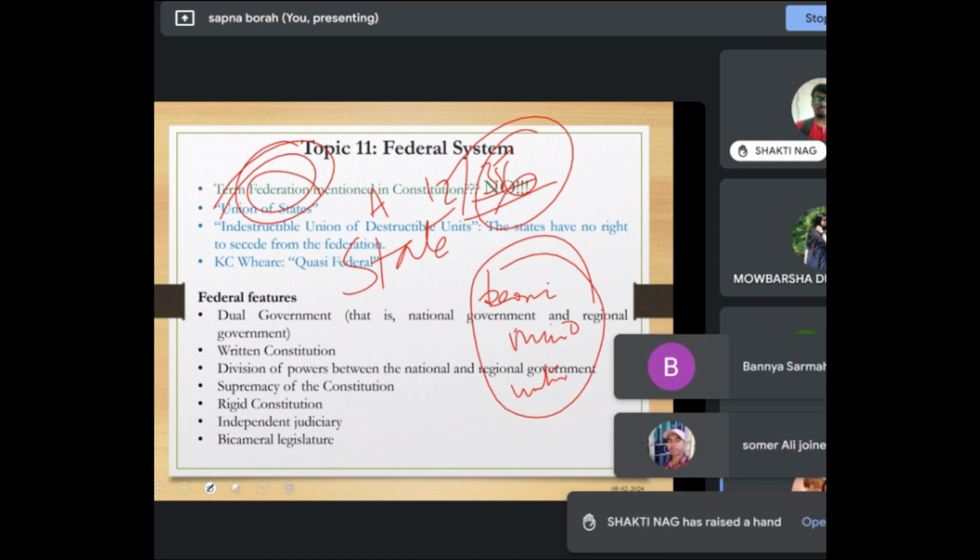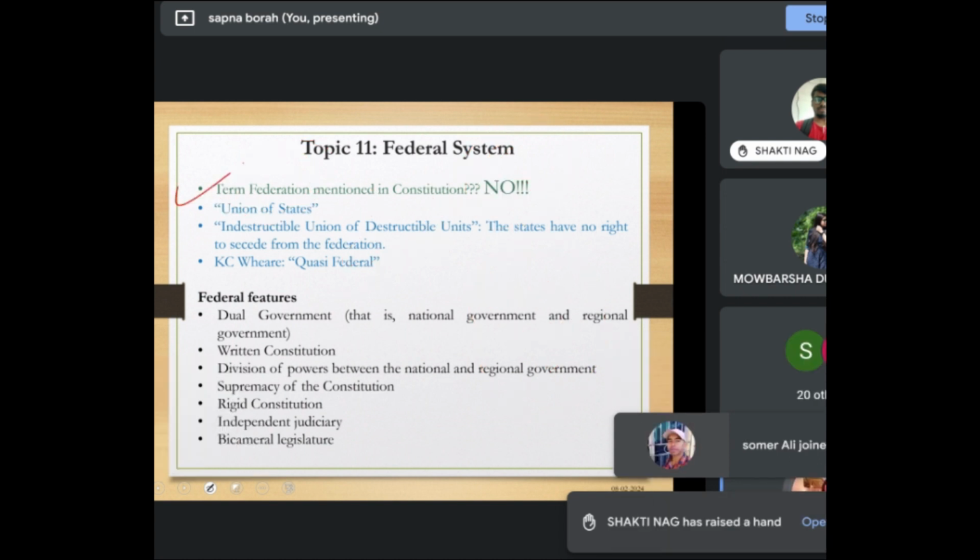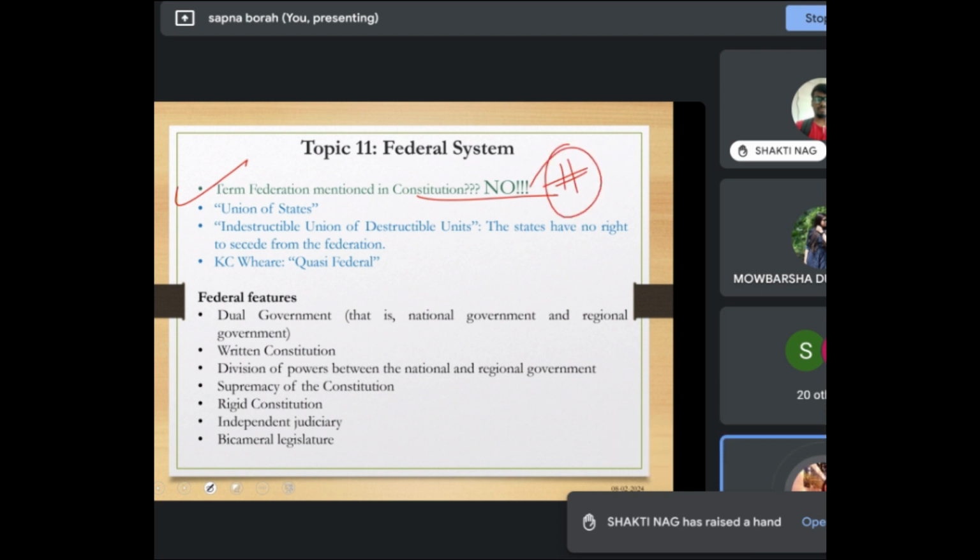This is the first point. A direct question can come, like I said. From an MCQ point of view, this is very very important. Please mark it, very very important. Second point is a union of states.